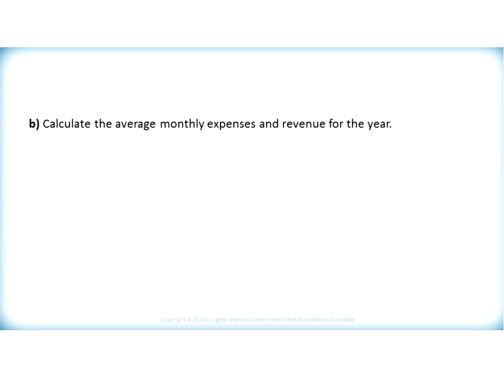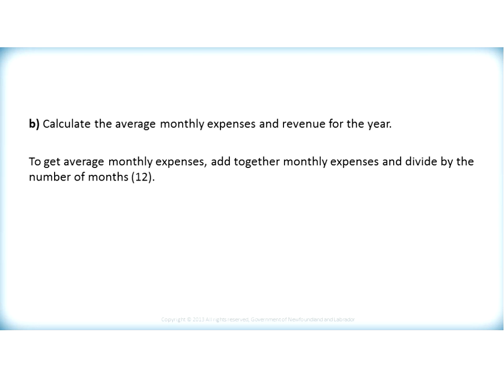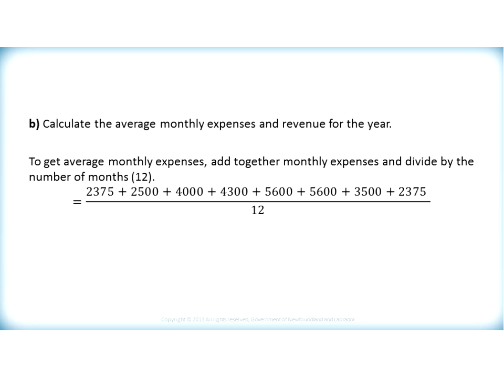Calculate the average monthly expenses and revenue for the year. We're going to start with the expenses. And to get average monthly expenses, we're going to add together all of our monthly expenses and then divide by the number of months in the year. And of course, there are 12 months in any year. You're going to notice in the calculations, I didn't include those months where there was zero revenue, because if I add 0 to whatever I get here, it's not going to change. So rather than show those 4 months with 0 expenses, I just left them out.